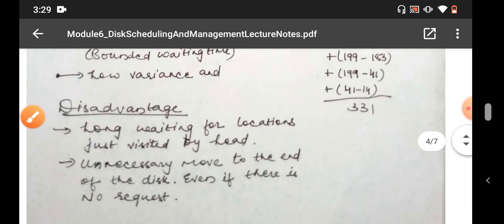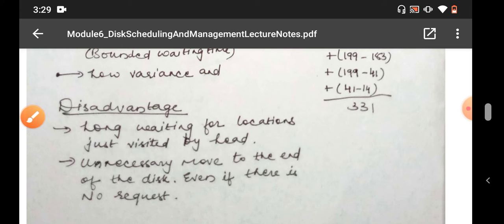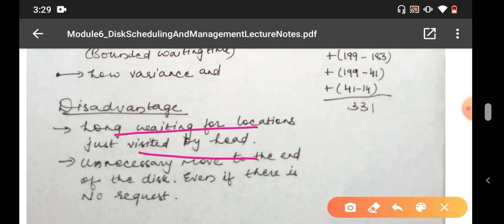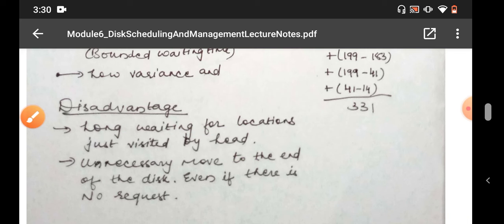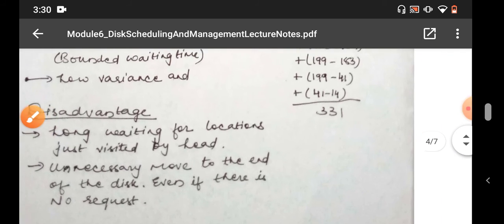Let's see the disadvantage. Long waiting time for locations just visited by the head. Yeah, obviously, we can take the same algorithm. Let's take that swatch worker over here. That same example.